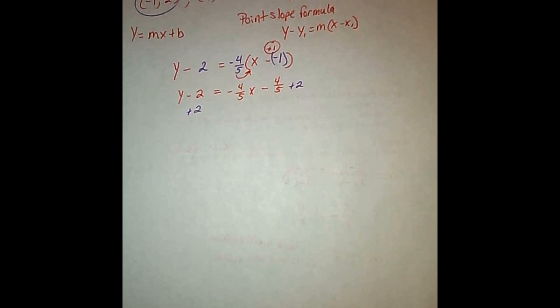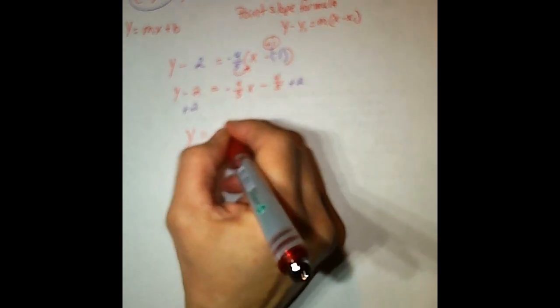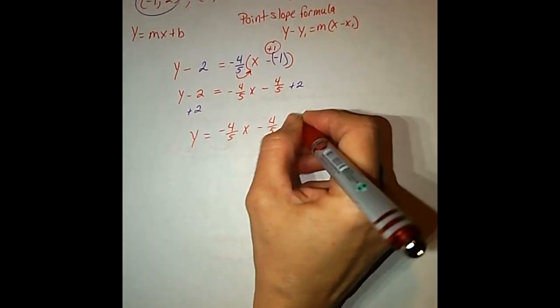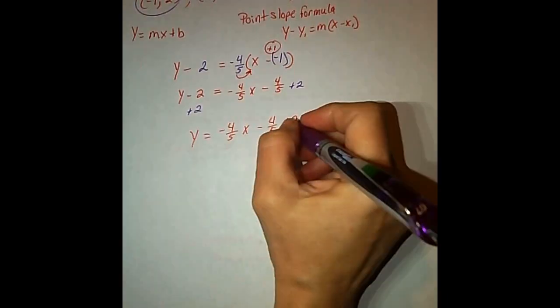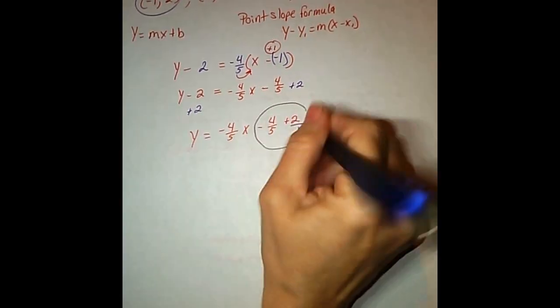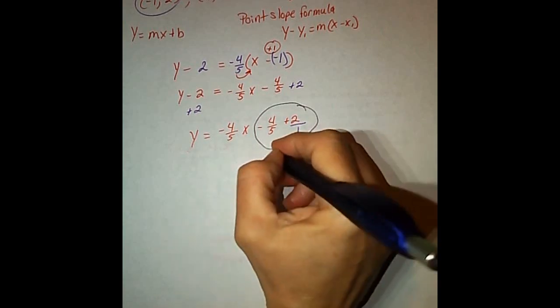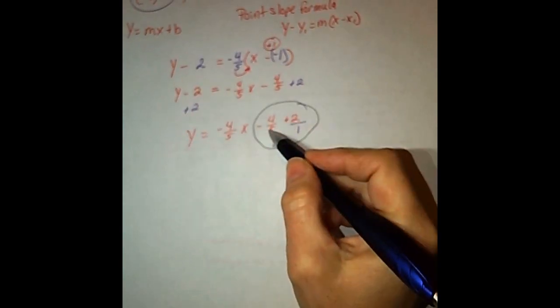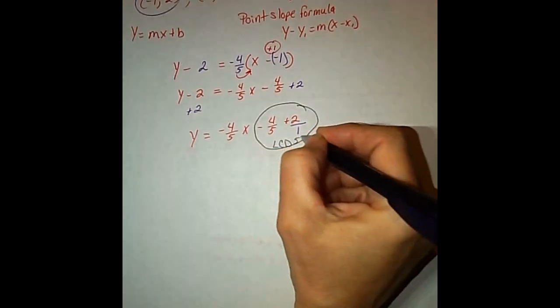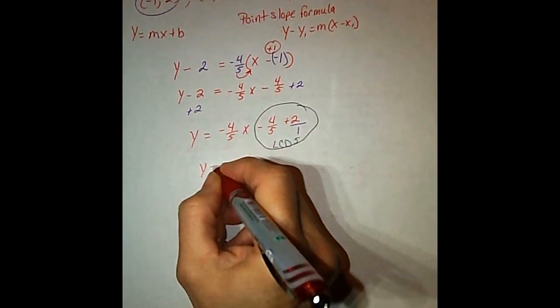And now I have y is equal to negative 4/5 x, negative 4/5 plus 2. Guys, those of you that don't like fractions, I'm going to go ahead and put that 2 over 1. In order to add these two together, I have to have the least common denominator. I have a 5 and I have a 1. My least common denominator here is going to be 5 because 1 will go into 5 and 5 will go into 5. So, I'm just going to rewrite one more time.